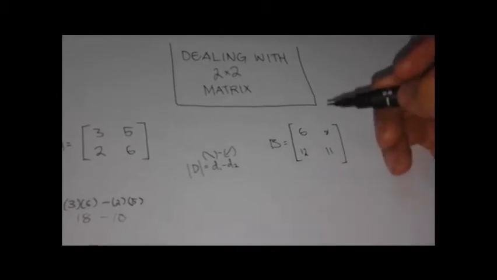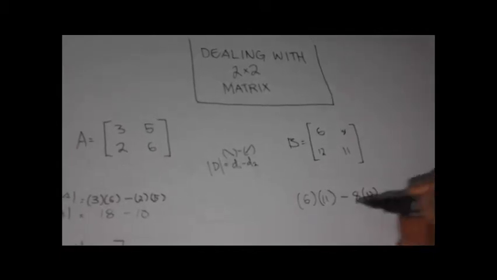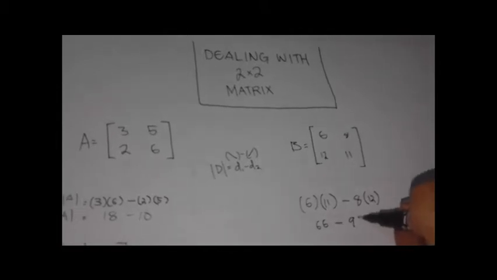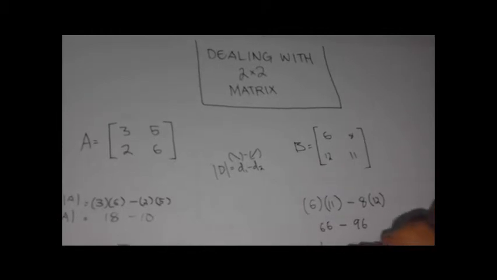But what about our B? In our B, it's going to be the same. So it's going to be 6 times 11 minus 8 times 12. So 6 times 11 is going to be 66, and 8 times 12 is going to be 96. So our determinant for B is going to be equal to negative 30. So it's just that easy.